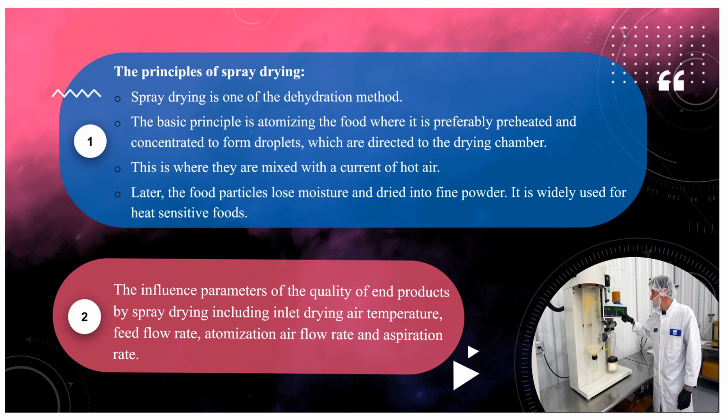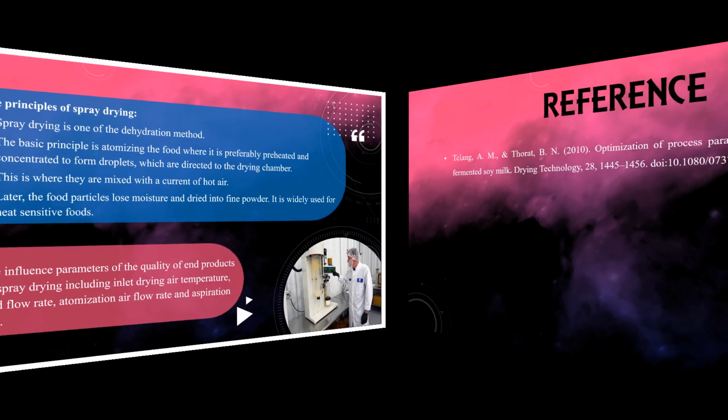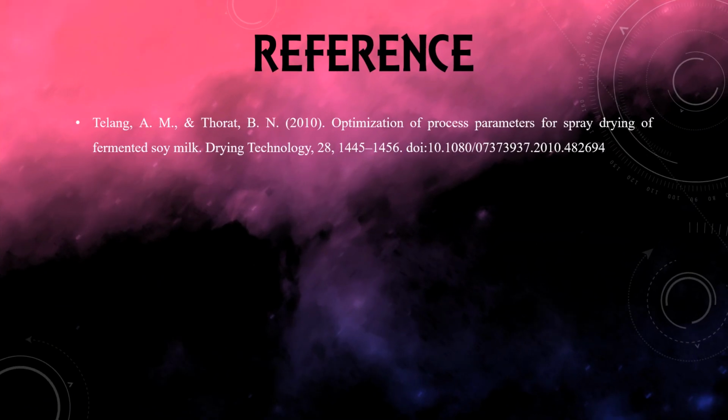The parameters that influence the quality of end products in spray drying include inlet drying air temperature, feed flow rate, atomization air flow rate, and aspiration rate. This is the reference used for this experiment.